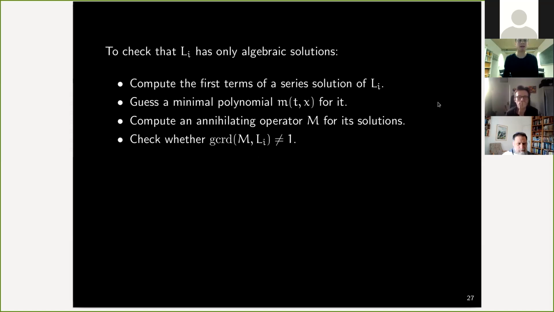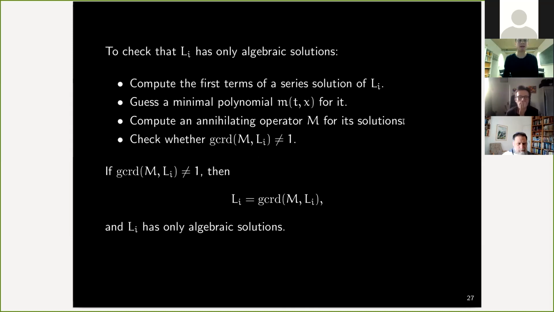If it's different from 1, then the irreducibility of Li implies that Li is a right divisor of M. And this implies that the solutions of Li are all solutions of M. And since M does only have algebraic solutions, this implies that Li does only have algebraic solutions.